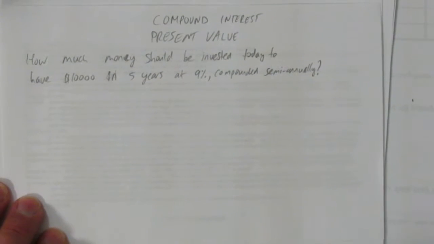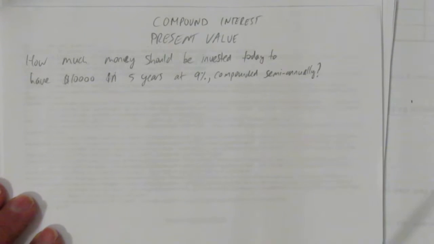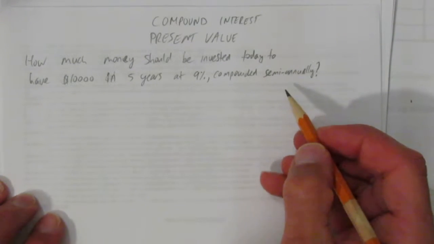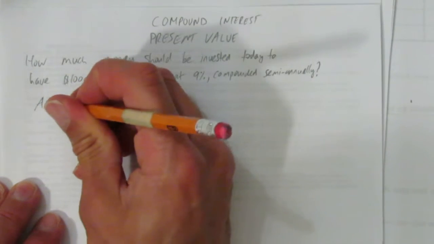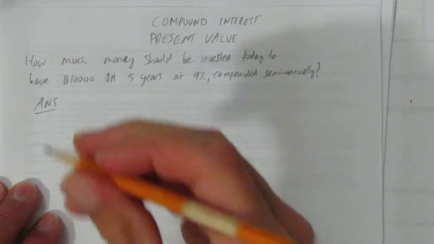In this video, we'll look at compound interest present value. This word problem asks, how much money should be invested today to have $10,000 in 5 years at 9% compounded semi-annually? Just like future value, I recommend watching that video first.